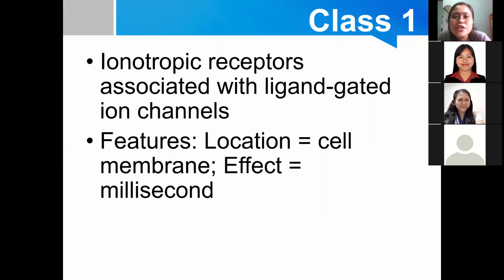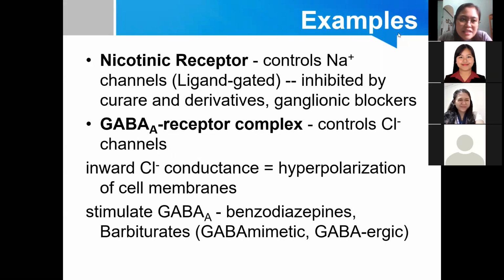So what are the features of these receptors? First, they are located in the cell membrane. And once the drug binds to this class or this subtype of receptor, the action is very fast. It's millisecond. Pag bind sa drug, diretso na dayon, magkaroon na siya og pharmacologic response. So what are the examples of our class 1? These are the examples of the receptors under class 1.